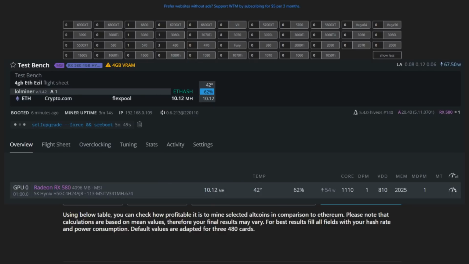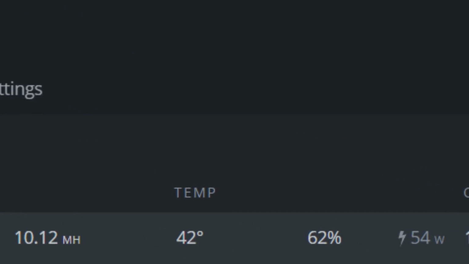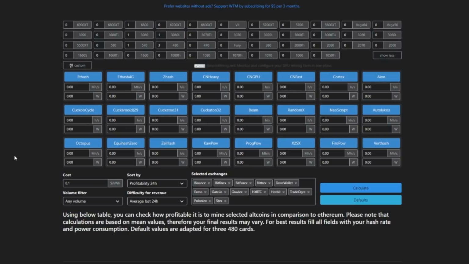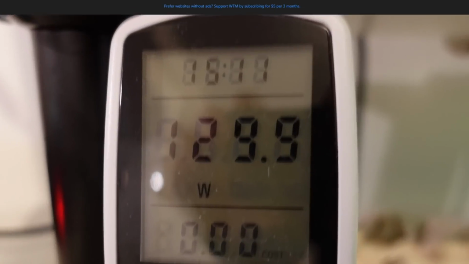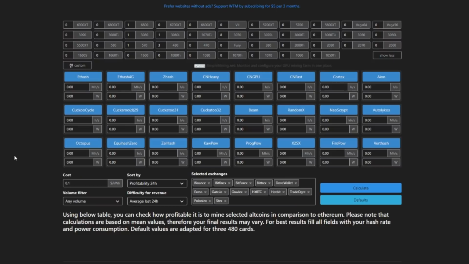Judging by this screenshot, it looks like we're about 10.12 mega hash still, when what to mine was only telling us about 1.5. That's not too bad. Power consumption at the wall is about 130 watts. System uses 22, so we're about 109 watts on this GPU.